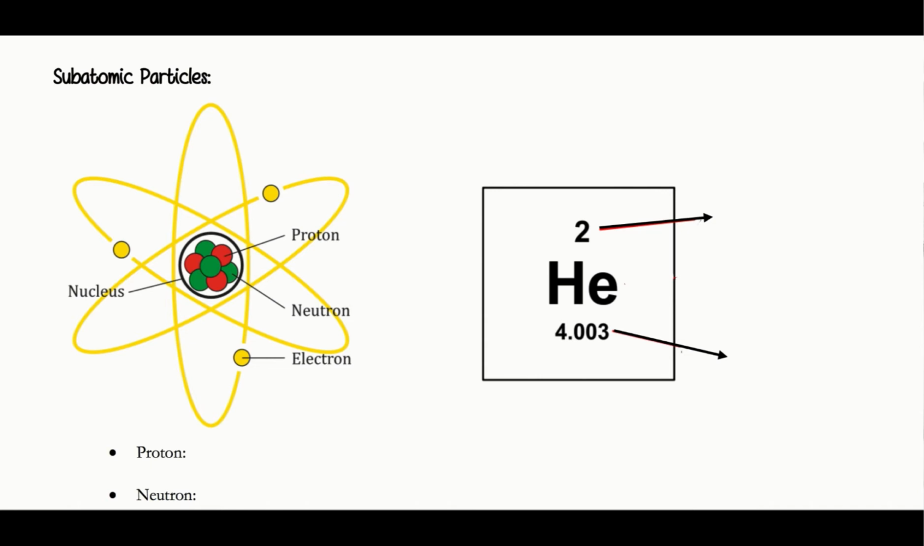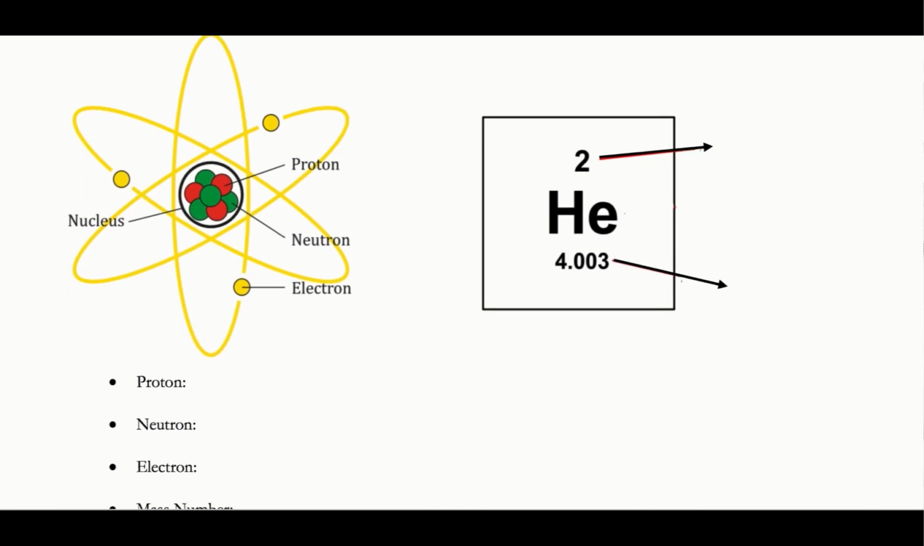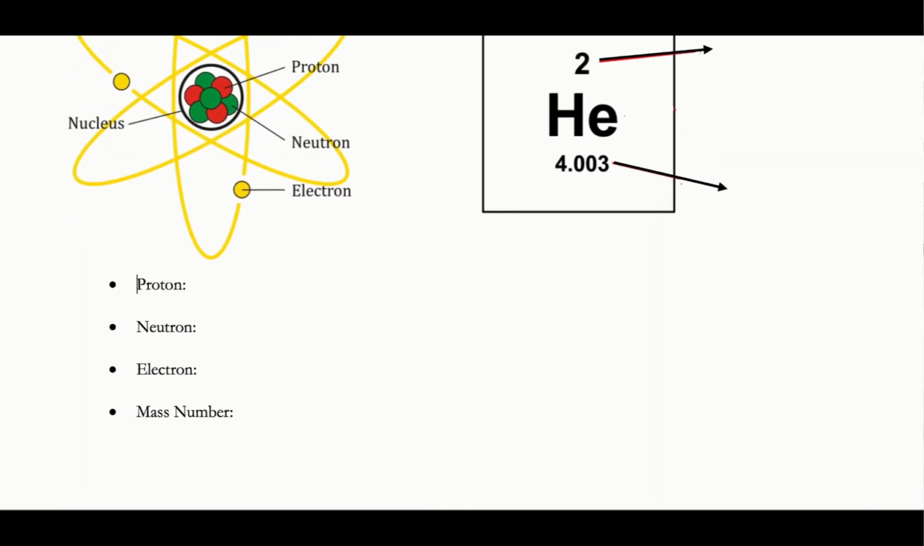Okay? So if you look at this atom on the left-hand side, notice the nucleus, which is densely packed, as we saw Rutherford discovered, and the nucleus is densely packed with protons and neutrons. Okay? Well, protons are the subatomic particle that have a positive charge. While neutrons have no charge.